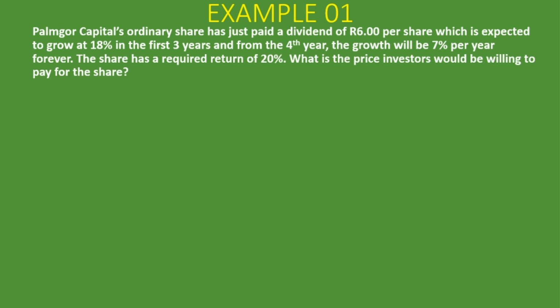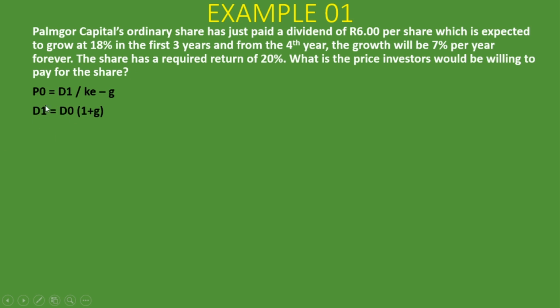Okay, so let's look at our formulas again. Here are our formulas. P0, which is the current market price per share, which we are trying to calculate, equals D1 divided by KE minus G. Okay, so this is the formula that we use when you had constant growth. So it was very easy. We just used this formula to get it. But here, remember, we have non-constant growth. So we have to take that into account.